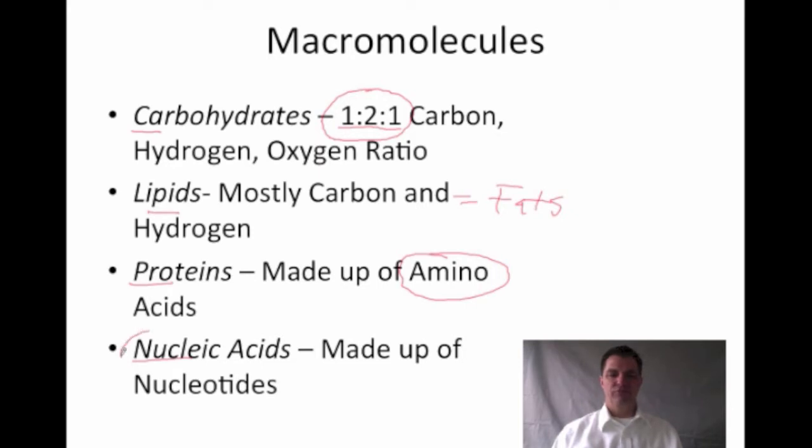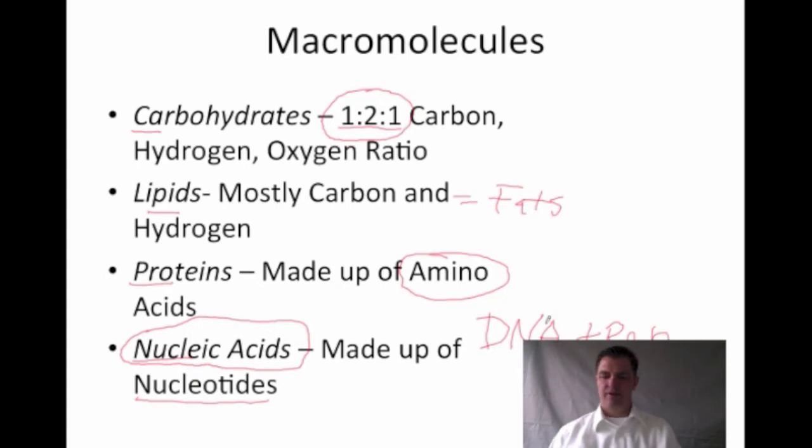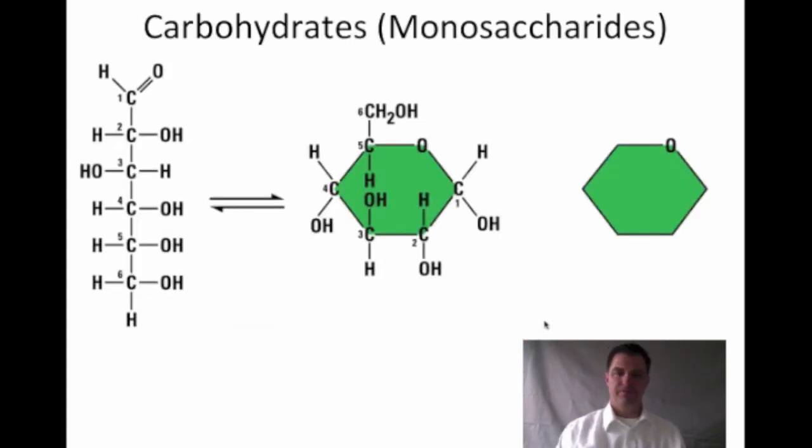And then our last group, we really won't talk too much about right now. We'll save those for upcoming weeks 8 and 9. Nucleic acids are made up of things called nucleotides, and nucleic acids will be things like DNA. We'll talk about deoxyribonucleic acid, and we'll also talk about RNA. But again, we'll hit most of those later on in upcoming units.